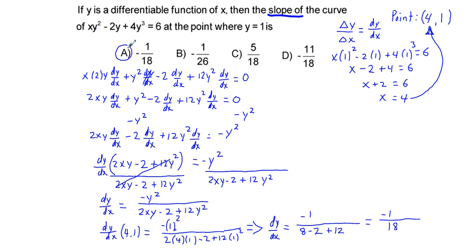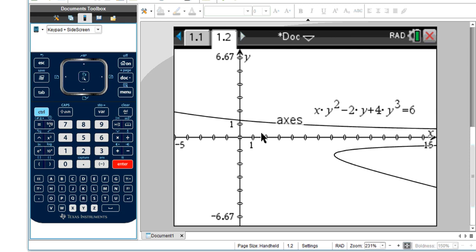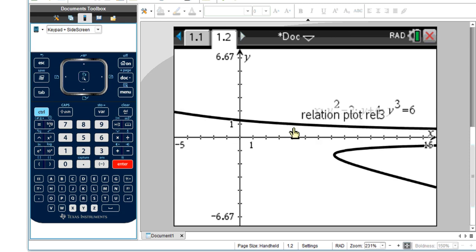So this is a nice little problem to work out. I went ahead and also graphed this, and I didn't have any idea really what this looked like. I know it's going to be some kind of curve. But this is what it looks like. At the point 4 comma 1, which I'm pointing to right now, that slope, the instantaneous rate of change at that point, dy/dx, is going to be negative 1/18.